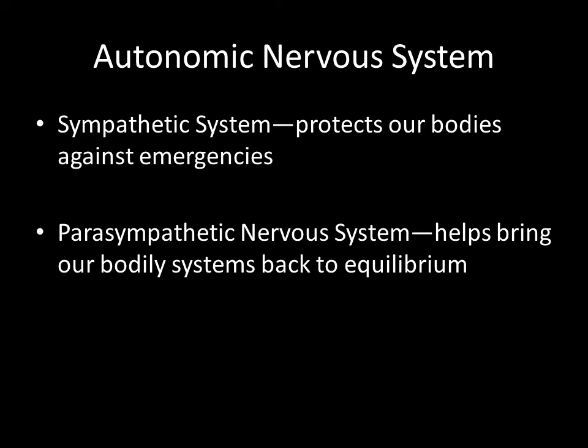Another division of the nervous system is the autonomic nervous system. It can be further divided into the sympathetic system and the parasympathetic system. Although the autonomic nervous system isn't directly involved with speech or communication, it can be indirectly involved because it has to do with our emotional state.